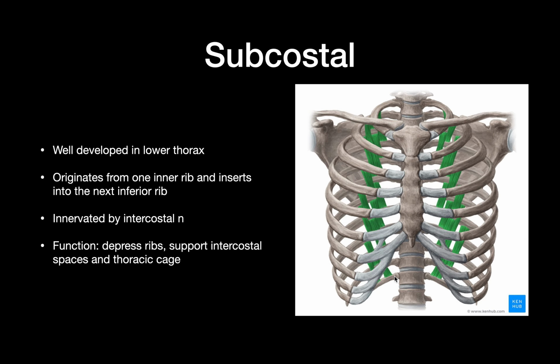The subcostal muscles are best developed in the lower thorax, and they originate from one inner rib, and it inserts into the next. So if this is the origin, then it goes up, here's the origin, goes up. They're all innervated by their respective intercostal nerves, and their function is to depress the rib and support the intercostal spaces and the thoracic cage.